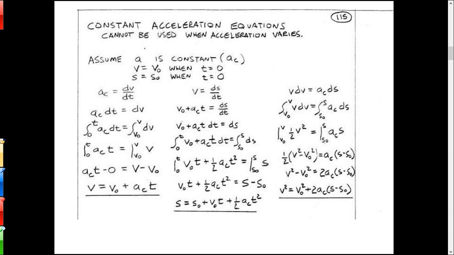Now, sometimes you do have constant acceleration. What's probably the most common example of constant acceleration, do you think? Gravity. Yeah, I think gravity is, okay. So we use that, that's a sub c quite often if an object is falling.